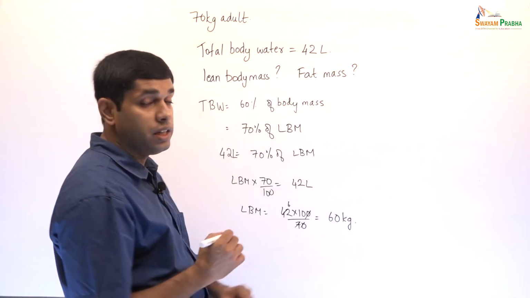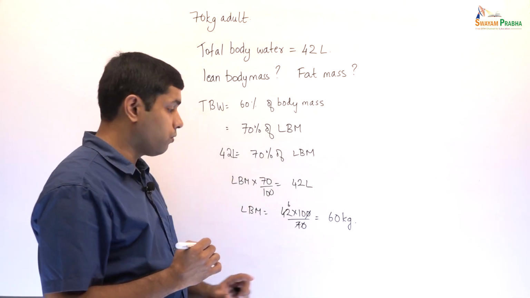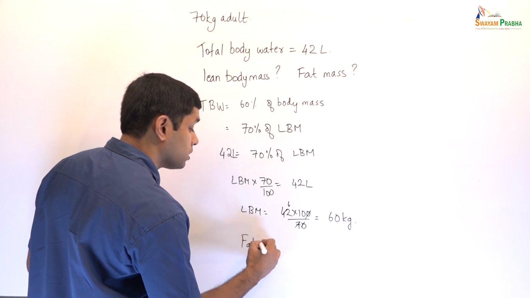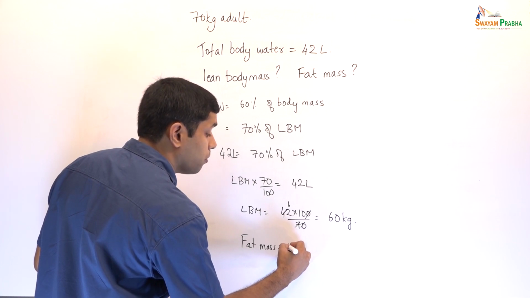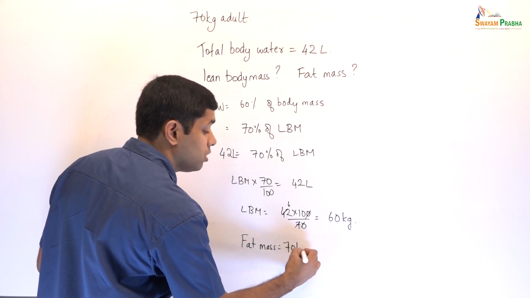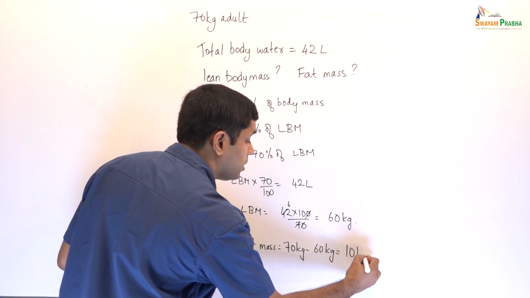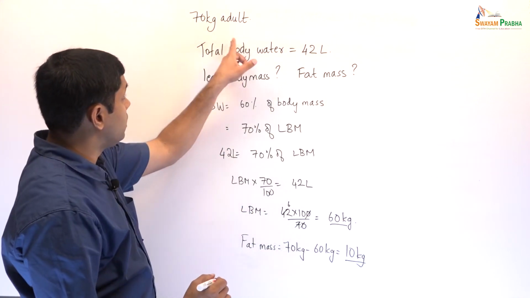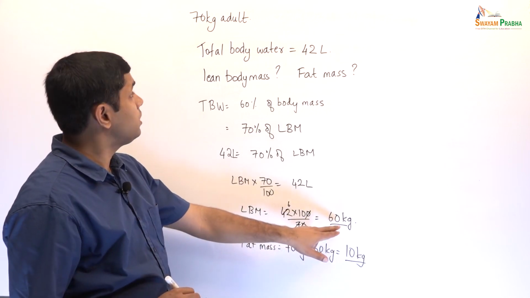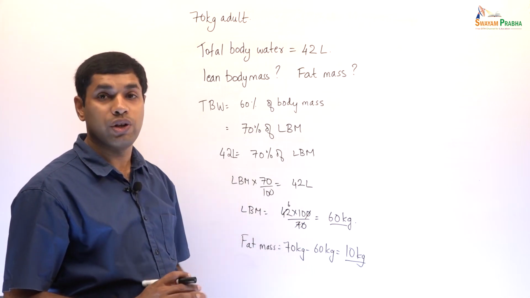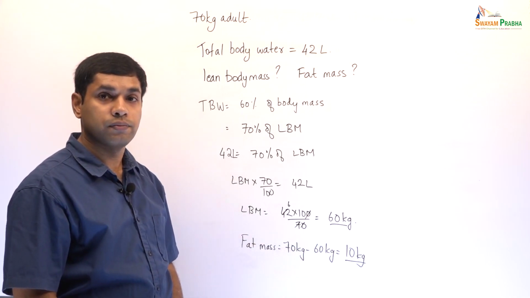So this 70 kg adult has 60 kg, which is his lean body mass or his mass without fat. Therefore, his fat mass is equal to his body mass, that is 70 kg, minus his lean body mass, that's 60 kg, that's equal to 10 kg. So this 70 kg adult has 42 liters of water. He also has 60 kg, which is fat free mass or lean body mass, and he has 10 kg of fat, which is his fat mass.